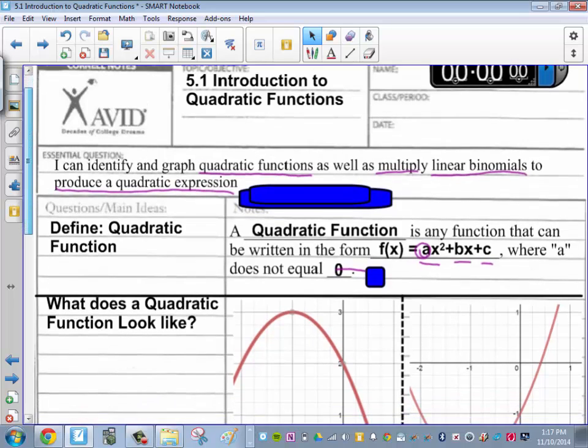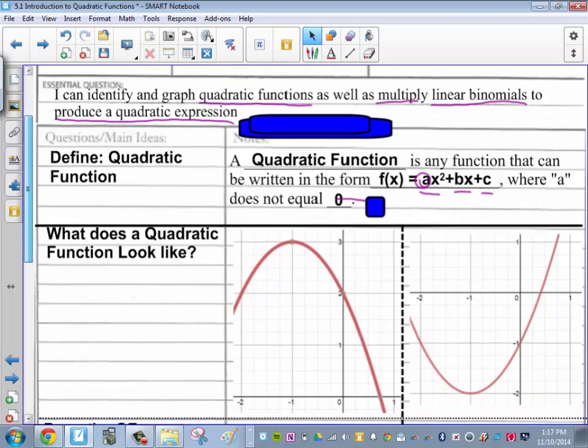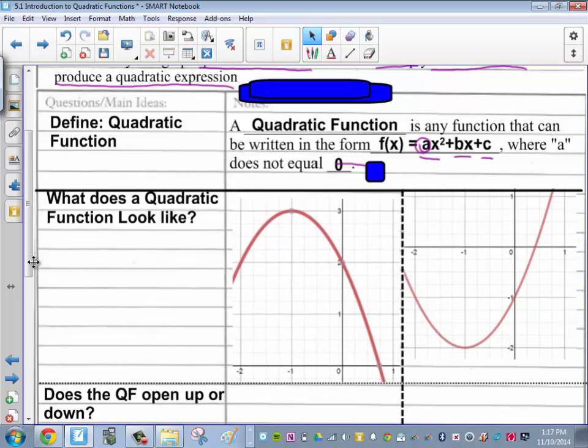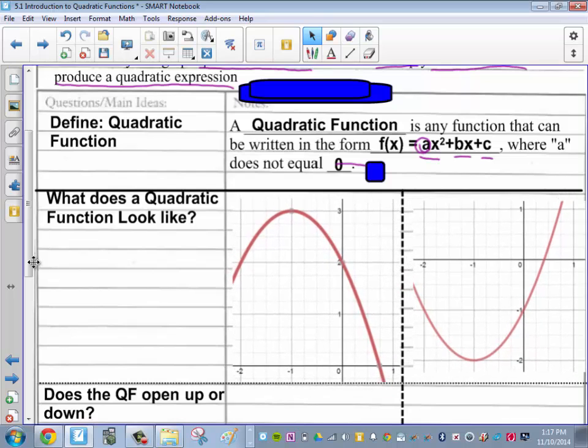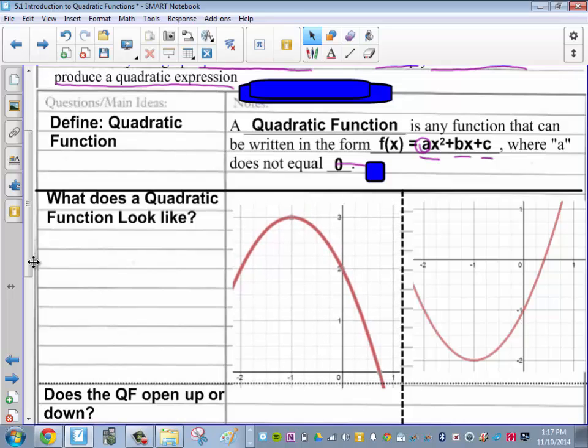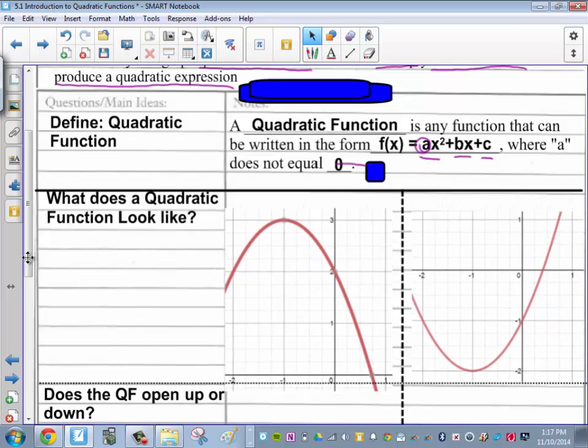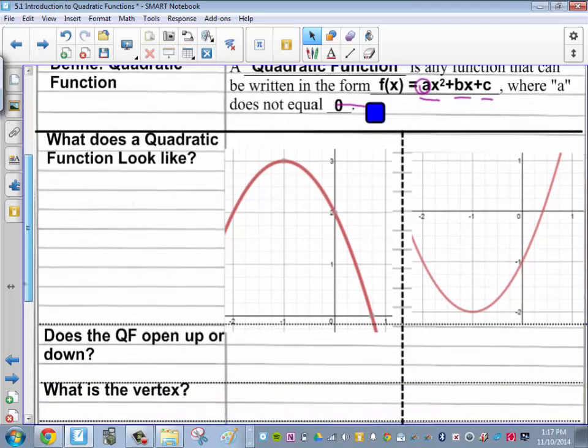And let's take some time to look at what quadratic functions look like. So what does a quadratic function look like? Well, here are two examples. Here's one, and here's another one. And we're going to talk about these two examples right here. Notice the bowl shape, right? This bowl looks like it's upside down right here, while this bowl looks like it's right side up right there. So let's talk about both of these situations.